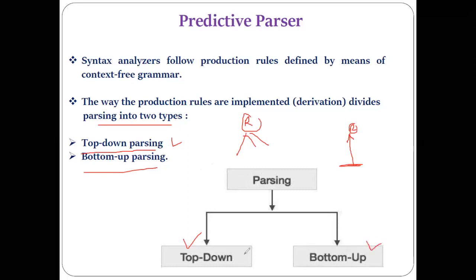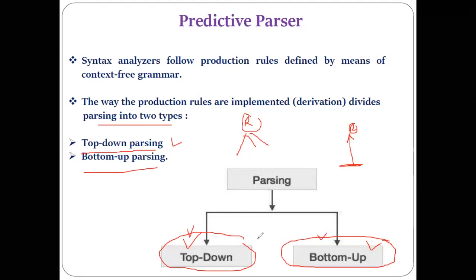So the way of parsing is different, but the aim of both of these parsing techniques is the same. Our aim is to check whether a particular stream of tokens forming a sentence, or a particular string, is syntactically correct or not. We check that with the help of these two techniques. First is top down parsing, and another technique is bottom up parsing.